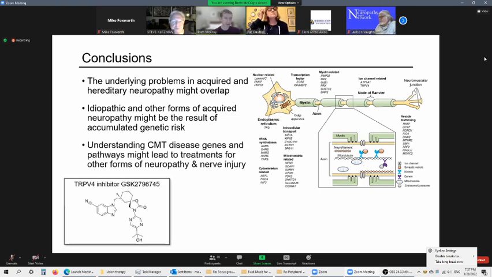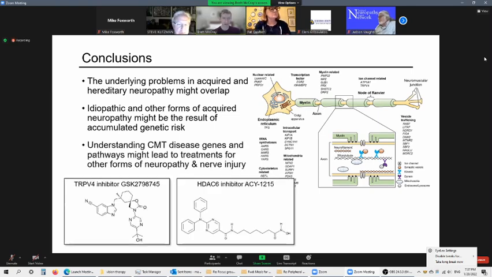And so these are just examples of these two drugs that I mentioned that are promising for very specific forms of neuropathy, but maybe someday we can show that they're actually useful in a more general way to address some of the problems that are common between CMT and acquired diabetic neuropathy, idiopathic neuropathy, et cetera.